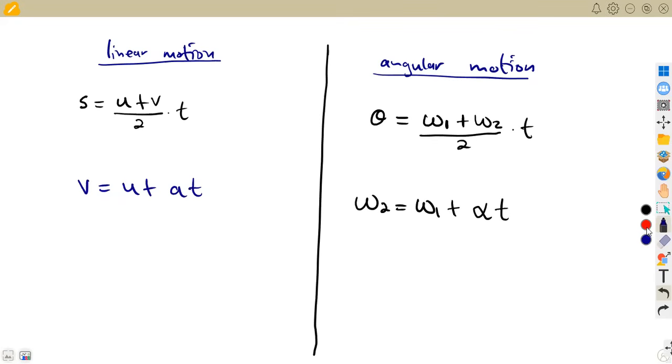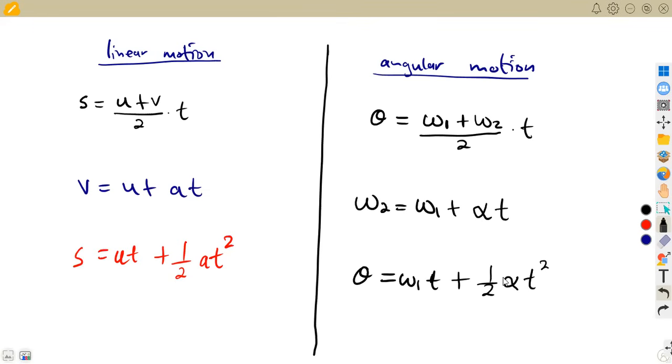We have also formulas such as S is equal to, remember, UT plus half AT squared. There's a formula like this under linear motion. Remember, our S here is linear displacement, but for angular displacement it's going to be given as theta. So theta is equal to UT, where the initial angular velocity is omega 1. So it is going to be omega 1 times time plus half of the angular acceleration times T squared.